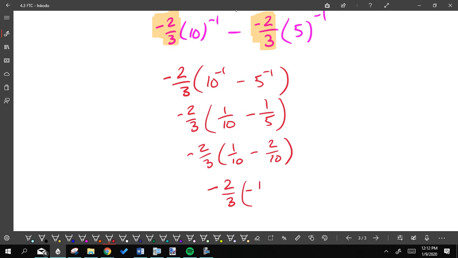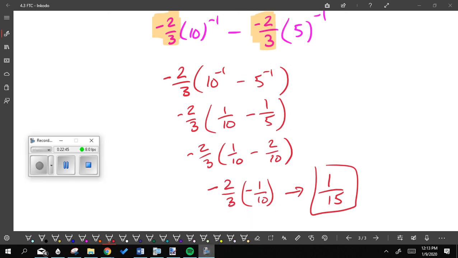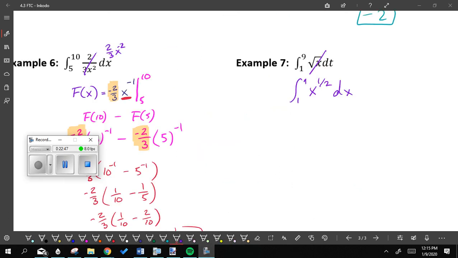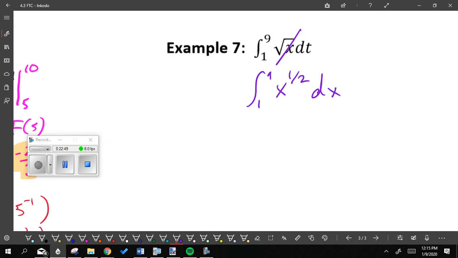I made a mistake as I wrote this problem. Notice that I go from x to dt. It would either be t and t for both of them or x for both of them. I just made a mistake. x to the 1/2 dx. We're going to find the antiderivative. That's how we're starting off here. Jason, what's my antiderivative? What's my new exponent going to be? 3/2, and what do you need to do? So what's it going to be? 2/3 x to the 3/2. We're evaluating that thing from 1 to 9.